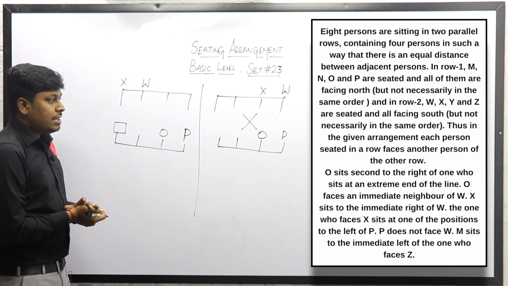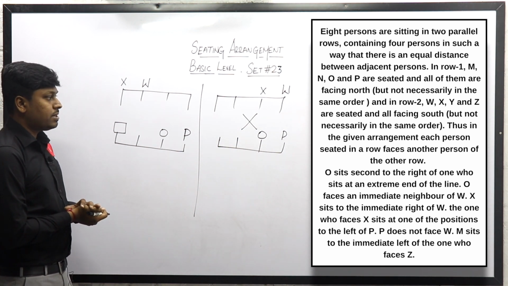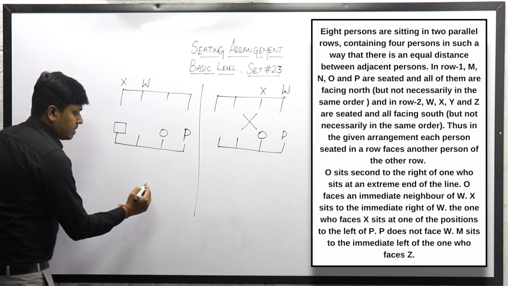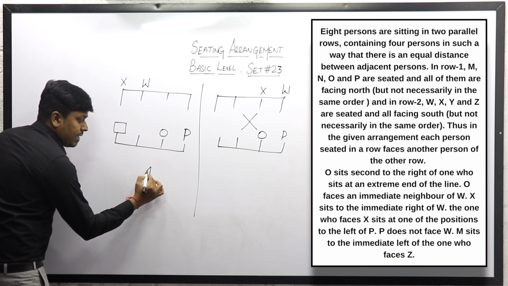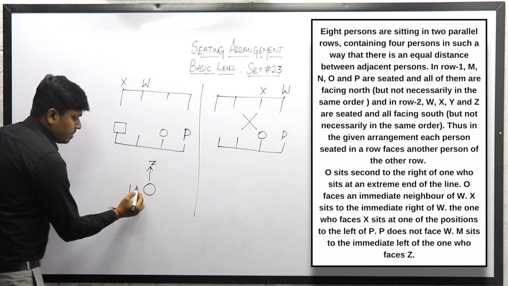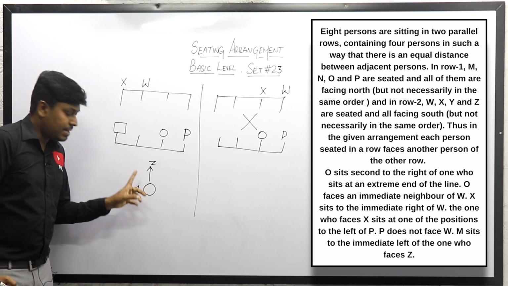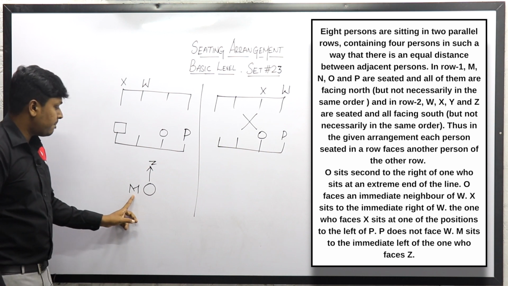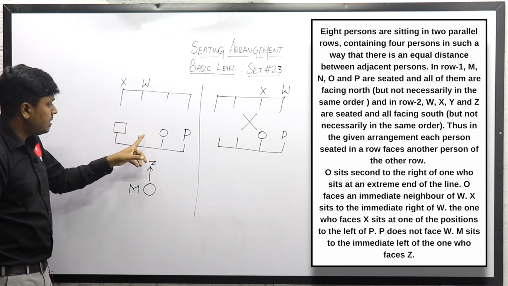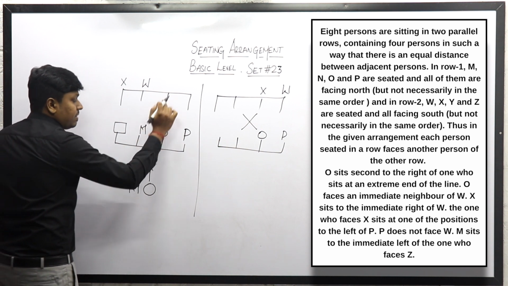Next, M sits to the immediate left of one who faces Z. So M sits to the immediate left of the person who faces Z. This person is the one who is facing Z, and on this person's left hand side is M. Understood, friends? The person who is facing Z, and on this person's left hand side the person M is sitting. If I fix M here, then this should be Z. No, not possible. Definitely I should fix M here, no other way. So M's right hand side person will be facing Z.